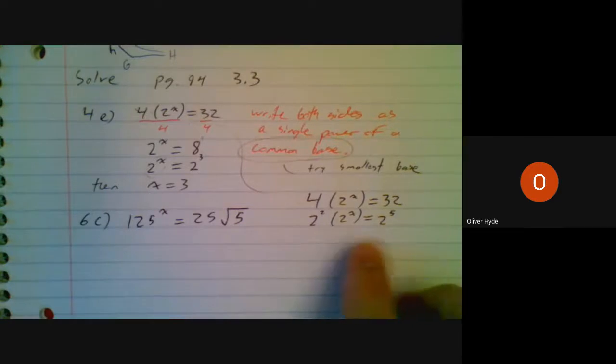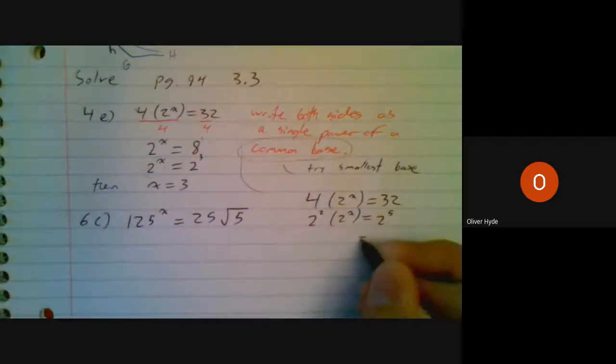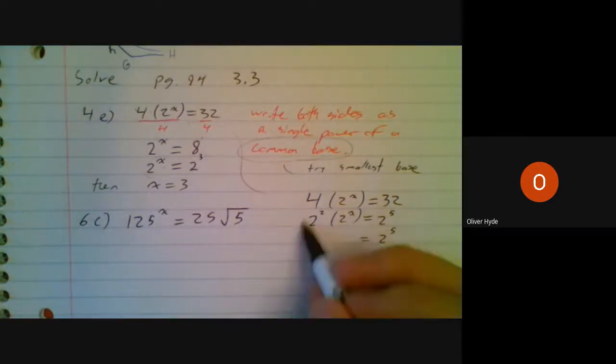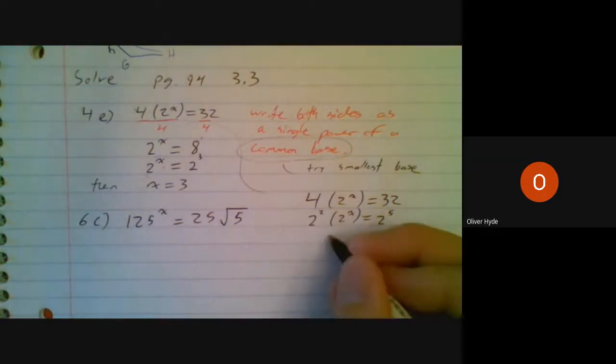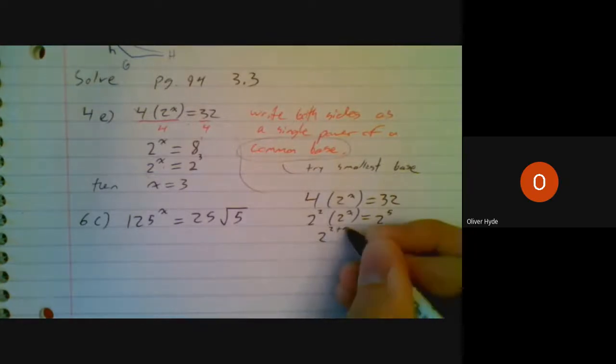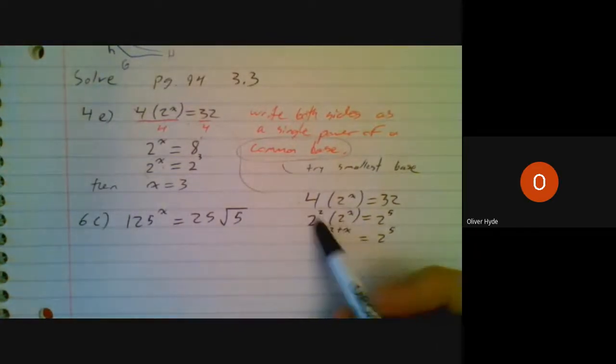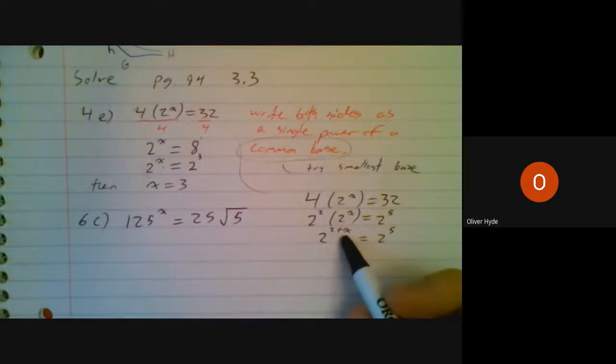You really want to show your reader both sides written as a single power. So use your power laws from grade 9 right here to multiply two powers with the same base. You keep your base and you add your exponents. If you have x factors of 2 and then you multiply by 2 more factors of 2, you now have 2 plus x factors of 2.